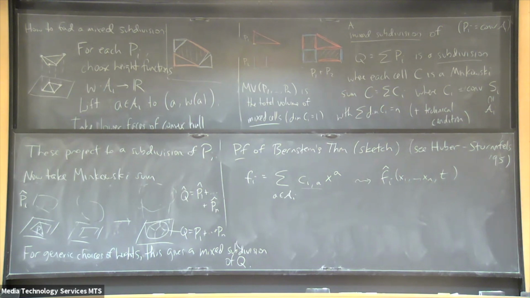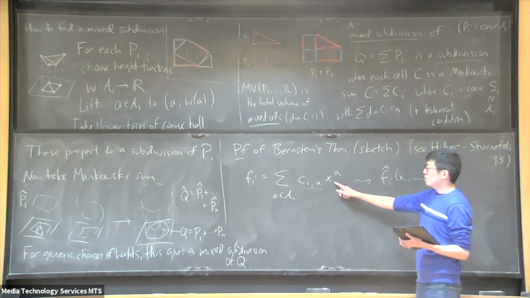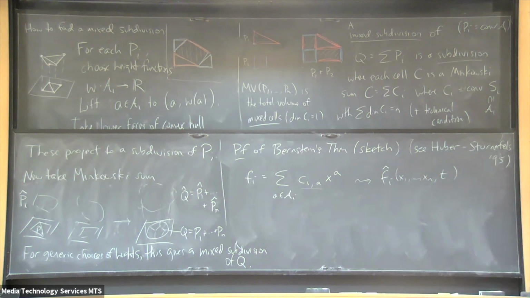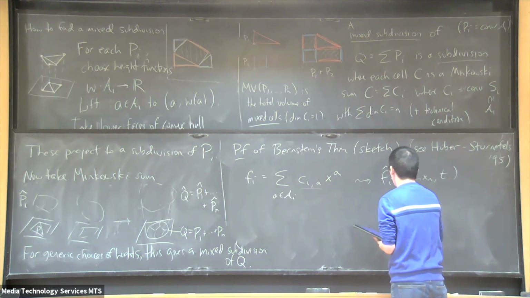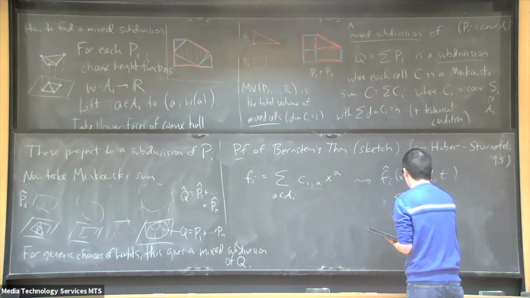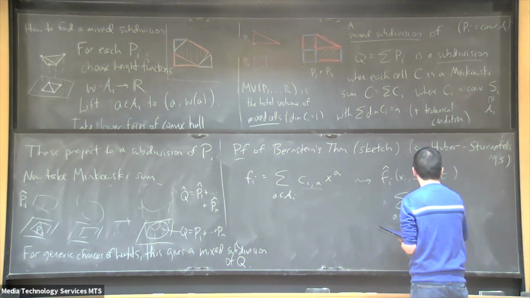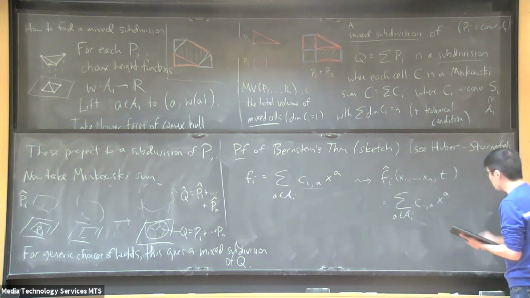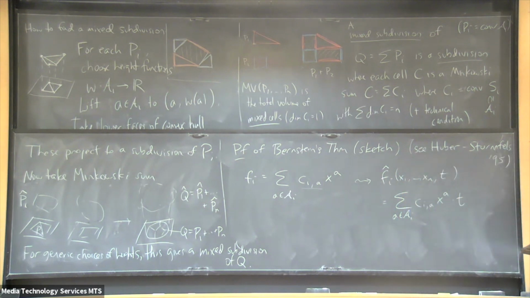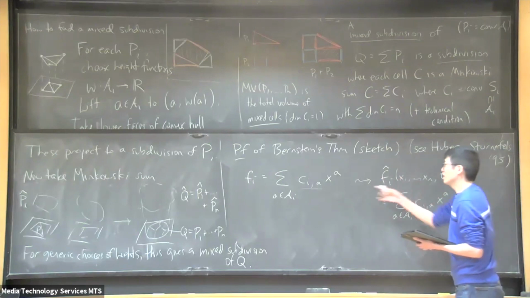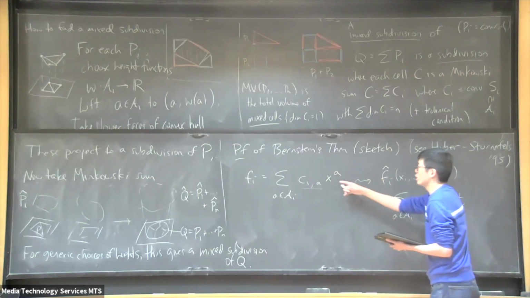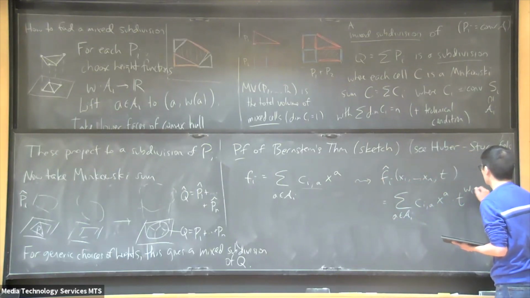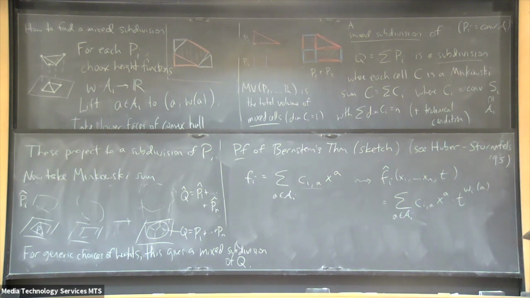And how are we going to do this? Basically, for every monomial, we're just going to attach a power of t. So it's going to be the same sum, except we multiply each term by a certain power of t. The power of t we choose separately for each monomial. It's some function, maybe I'll call it w_i of a. So this is just the height function you chose before.